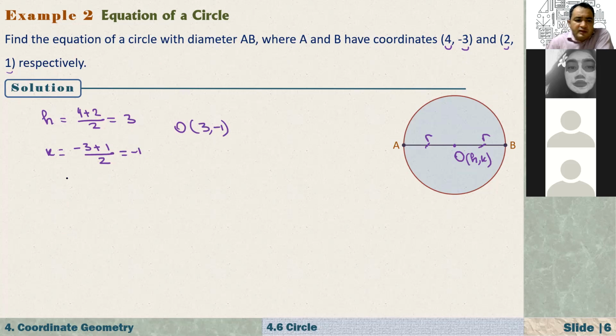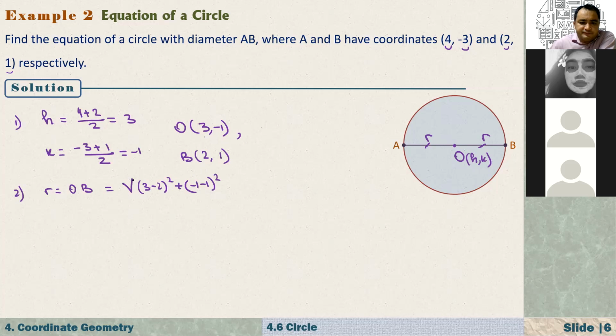Next, we need the radius of this circle. How do you find the radius? The radius is equal to either OA or OB, they are equal here. Let me just use OB. What is OB? Square root of, here we have 3, and the coordinates of B are (2, 1). So (3 minus 2) squared plus (-1 minus 1) squared, which is 1 plus 4, so it is the square root of 5.